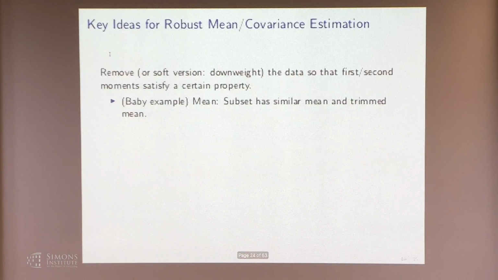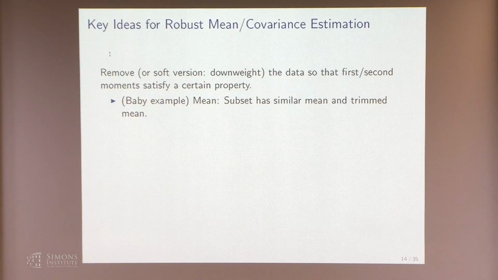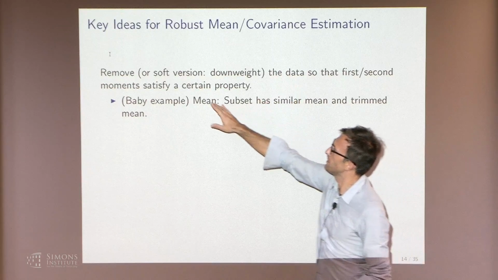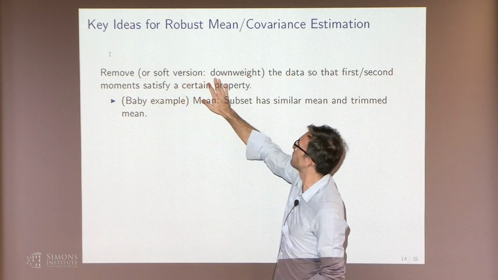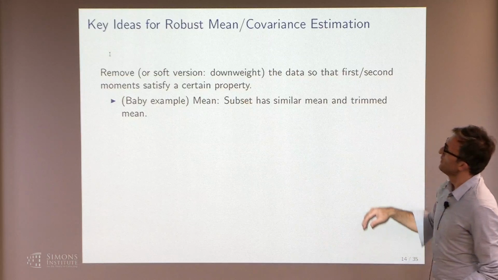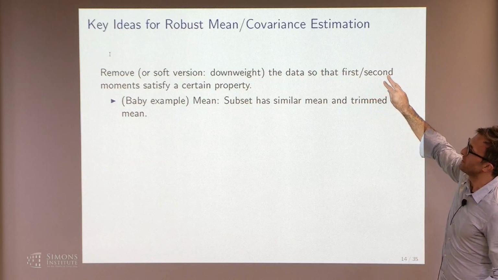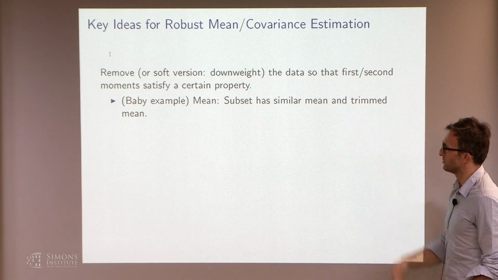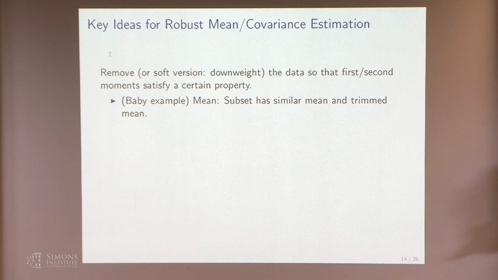So more concretely, the idea is that you remove some fraction of the data, and remove could be actually remove or some soft version where you just downweight, so that the first and second moments satisfy a certain property. I'll tell you some examples of this so you can get a flavor of where essentially all of these results come from.